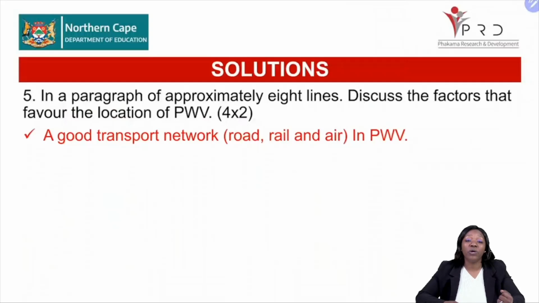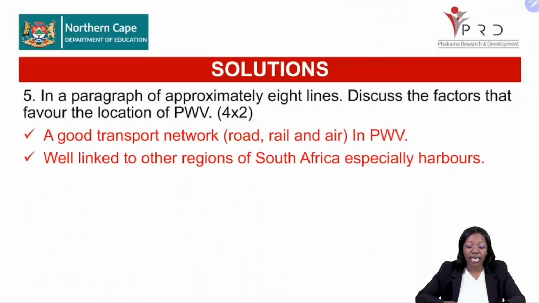Then number 1, we're looking at the good transport network. Remember, after discovering those minerals and after manufacturing or processing them into a final product, they're supposed to be transported. So with PWV having a good transport network, it becomes a favoring factor. Then we're looking at it being well linked with other regions when it comes to international transportation.